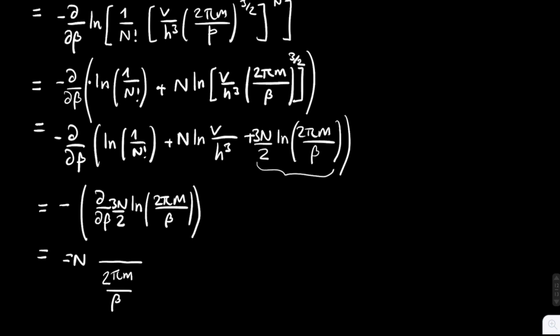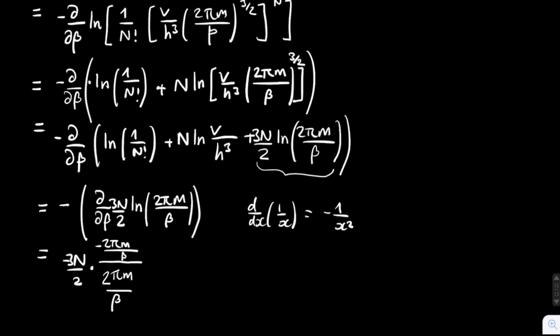Keep that going. So yeah, 2 pi m over beta on the bottom. And the derivative of 1 over beta with respect to beta is simply minus 1 over beta squared. So I'll just write that out. d by dx of 1 over x is simply minus 1 over x squared. Of course, we're going to have some constants in there as well. So the 2 pi m is just a constant. So we're going to get minus 1 over beta squared.